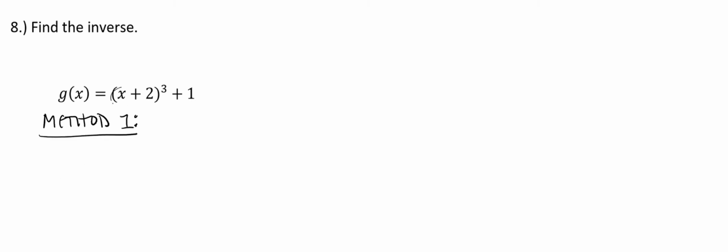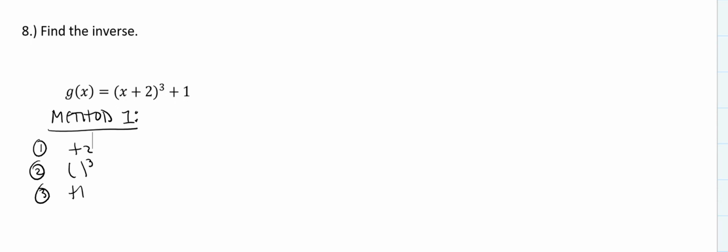So what's happening first to x is we're going to add 2. Then after we add 2, we're going to cube it. So this is the first thing, this is the second thing, and then the third thing, we're going to add 1. So to get the inverse, we just reverse the steps.